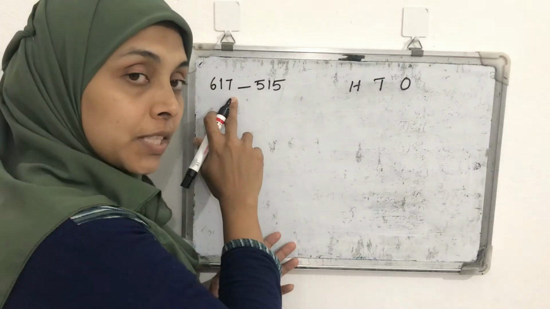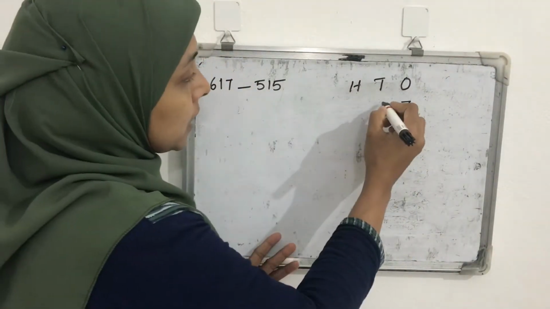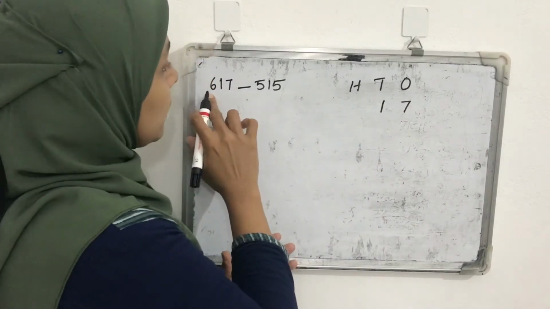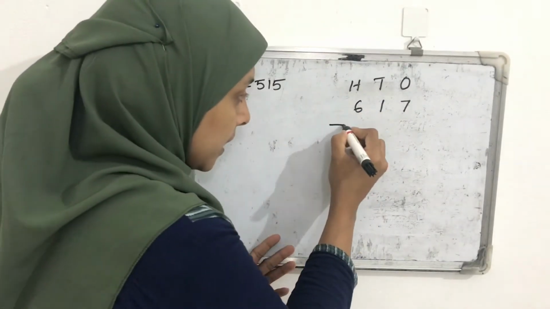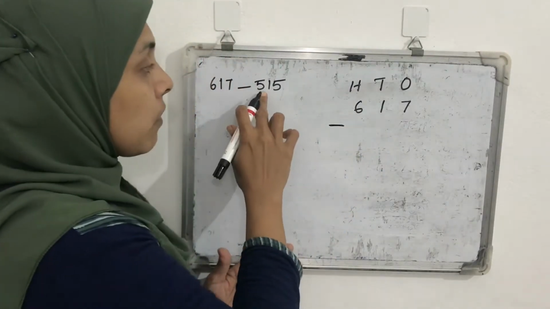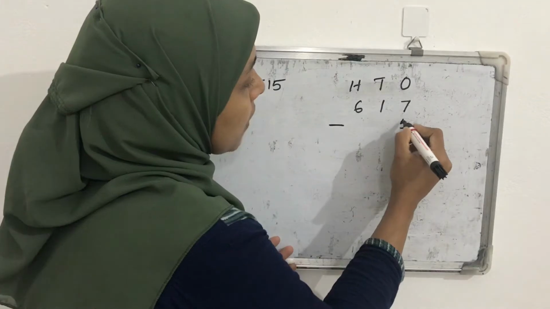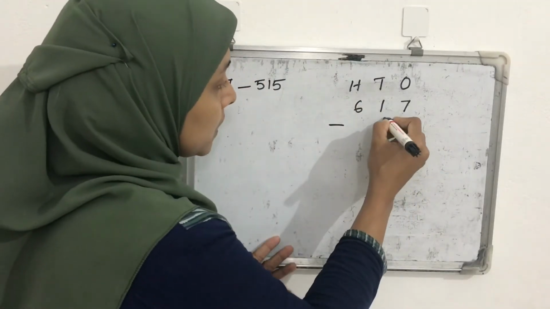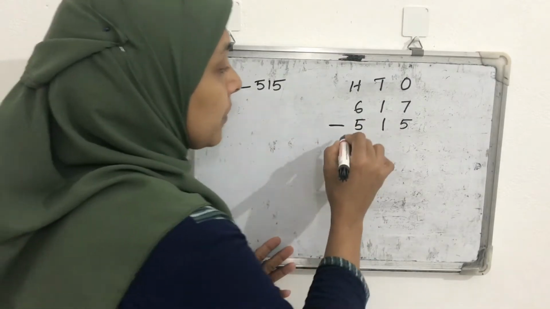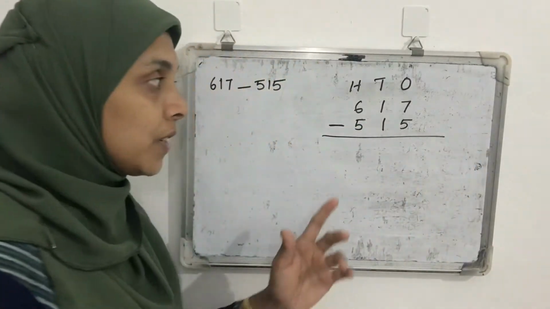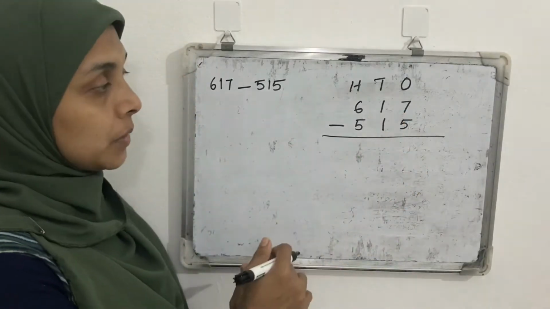Which is the ones place digit? 7. Then tens place digit 1. Then hundreds place digit is 6. Then minus or subtract 515. So ones place digit 5, tens place digit 1, hundreds place digit 5. Then subtract. First we start subtraction from the unit place or ones place.